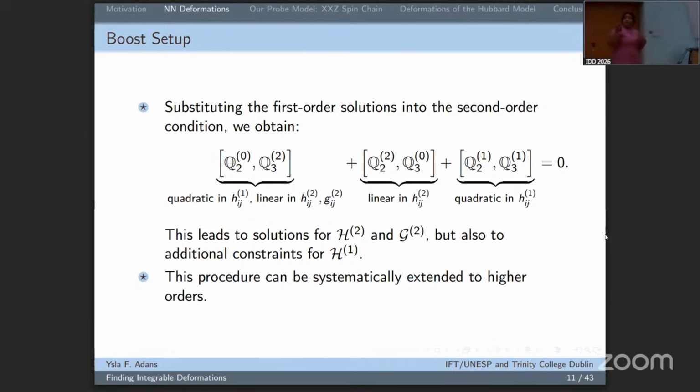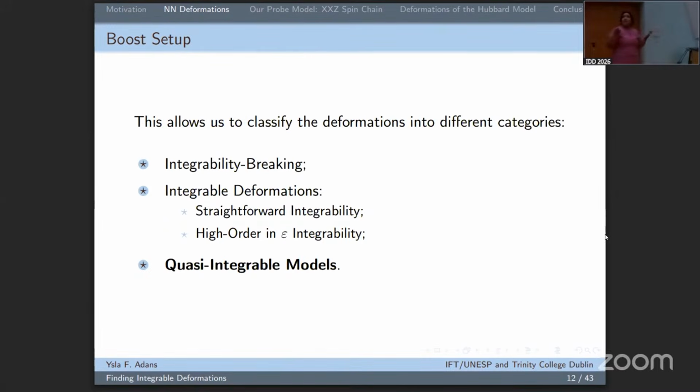So with this, we have to apply this method to some model to see if this works, how hard it is. And in order to do this, you're going to get three different categories. The first one are the integrability breaking ones. It's some deformation that you add at first order that already fails. There is no way you can save this model.